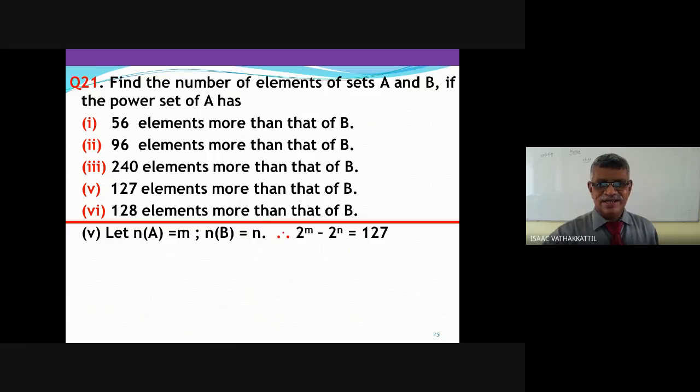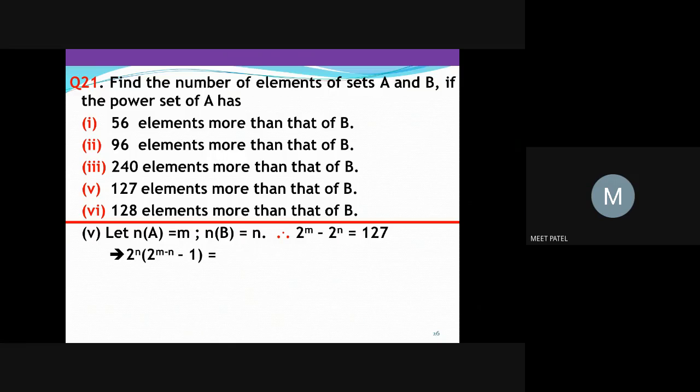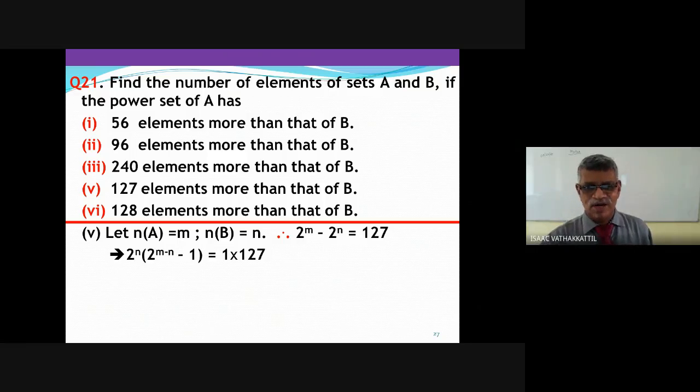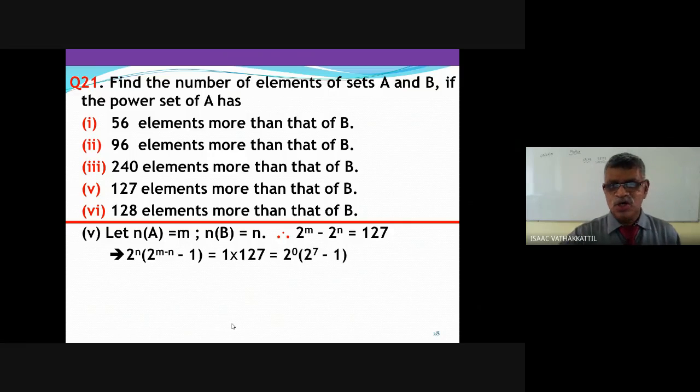What about the next one? 1 into 127. Yes, that is 127 into 1. 1 you can write as 2 raised to 0. It's a power of 2. 2 raised to 0 into 127, where 128 minus 1 is 2 raised to 7 minus 1. Any question? So N equal to 0.